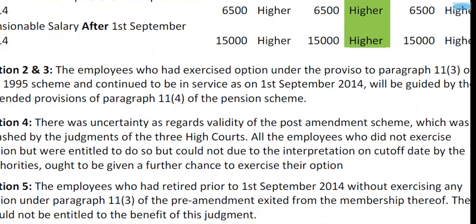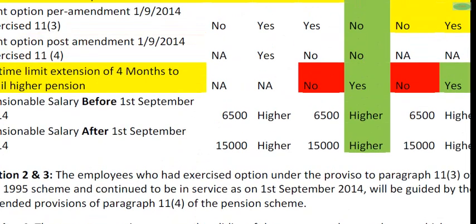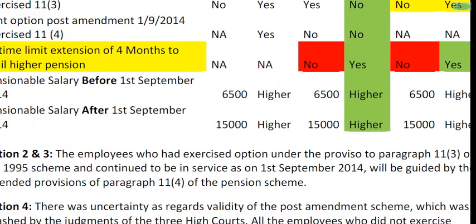So what I am saying here is, first one is ruled out, so he is out of wage higher pension because under wage ceiling. Option 2 and 3, the employee who had exercised option under the proviso to paragraph 11(3) of the 1995 scheme and continue to be in service as of 1st September will be guided by the amended provision. That means 11(4) says fresh option has to be exercised, because 2 and 3, what happened, 2 exercised the option, 3 did not, so they don't qualify.